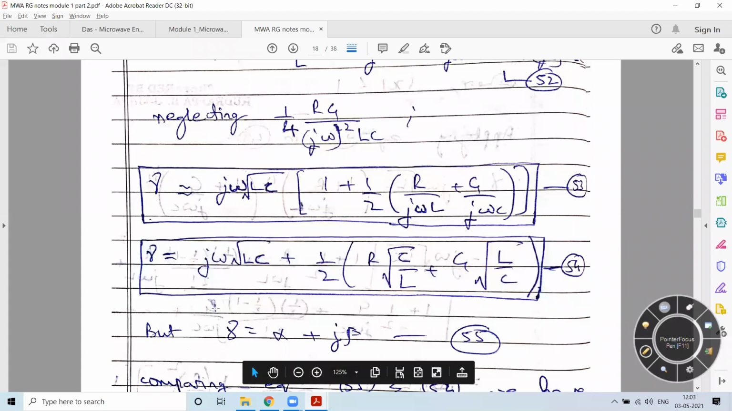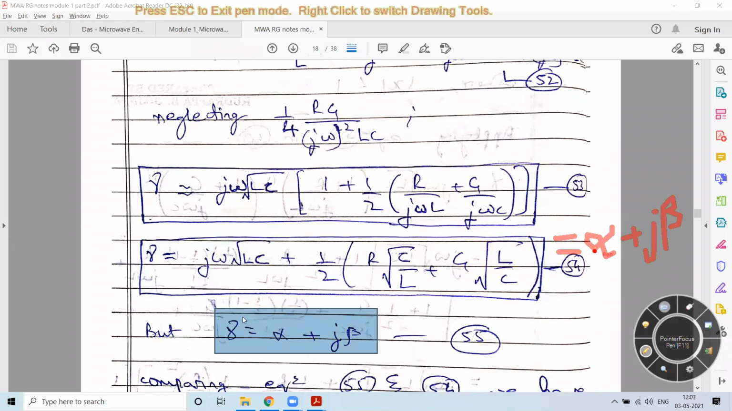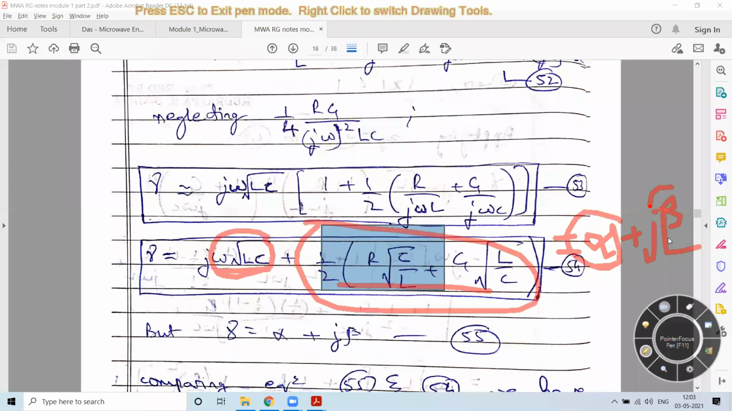Now we know that gamma is equal to alpha plus j beta. Here also we have an imaginary part and a real part. Here also we have a real part and an imaginary part. Now we compare the real and imaginary parts of both the equations. When we compare them, we get the value of alpha and the value of beta from this equation.